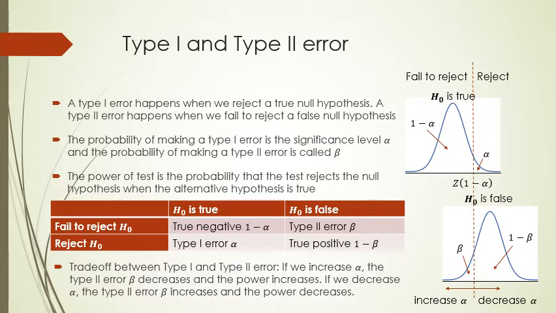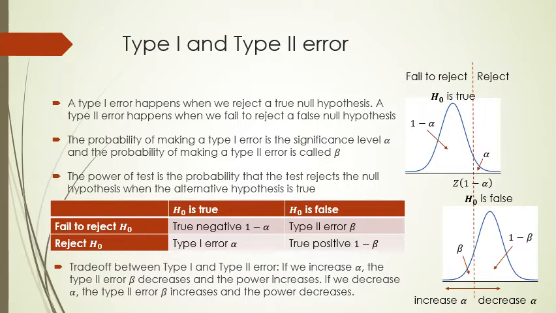while a type 2 error is the failure to reject a false null hypothesis, also known as false negative. The probability of making a type 1 error is represented by the significance level alpha. If alpha is 0.05, then there is a 5% chance that we reject the true null hypothesis.